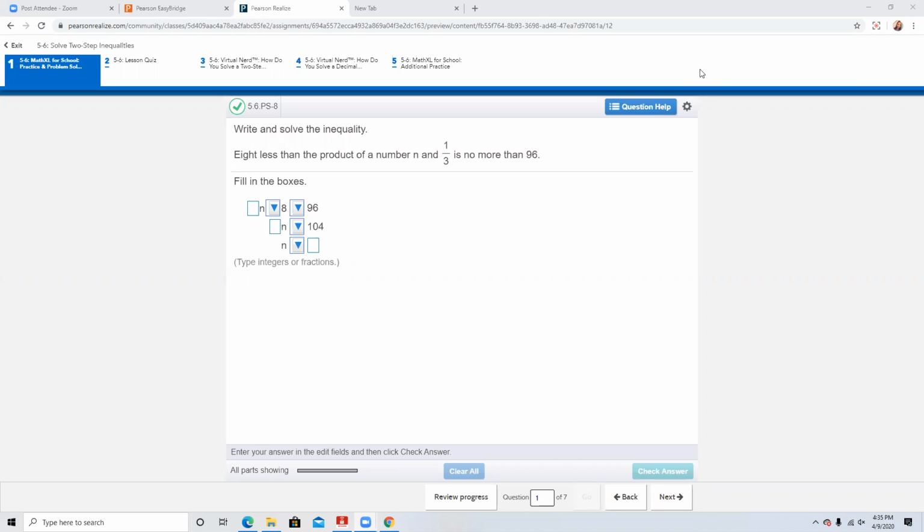All right. So I had a few questions on how to complete 5-6, which is inequalities. I'll be glad to help.